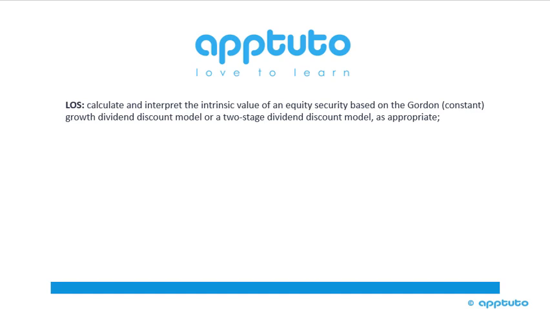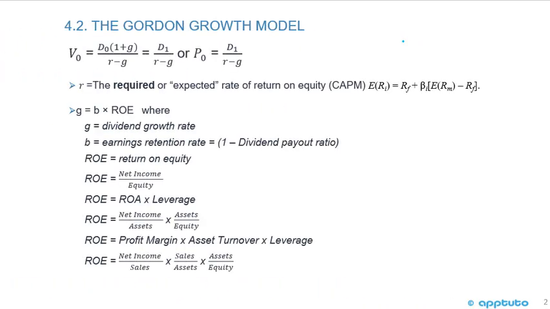This LOS is calculate and interpret the intrinsic value of an equity security based on the Gordon constant growth dividend discount model or a two-stage dividend discount model as appropriate. The Gordon growth model is a dividend discount model where we assume a constant growth rate. The formula, sometimes we see it as V naught or sometimes as P naught. Nevertheless, P naught equals D1 over R minus G, and sometimes we see that as K as well, but never mind about the nomenclature, okay?